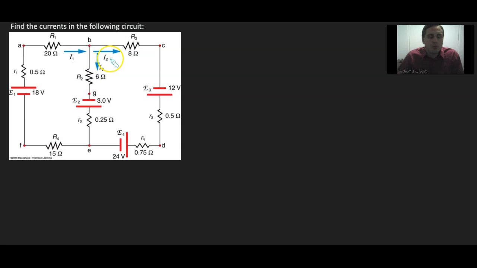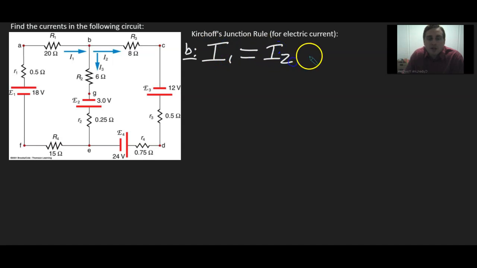Okay, so let's go ahead and start writing down Kirchoff's rules. So first, by the conservation of charge, we have Kirchoff's junction rule for electric current. So this should be the following. I1 comes into junction B, so the junction points are labeled with lowercase letters. So I1 comes into junction B, and looks like I2 and I3 go out. So that means I1 should equal I2 plus I3. That's conservation of charge, conservation of current. All right, that looks just fine. Let's in fact call that equation 1.